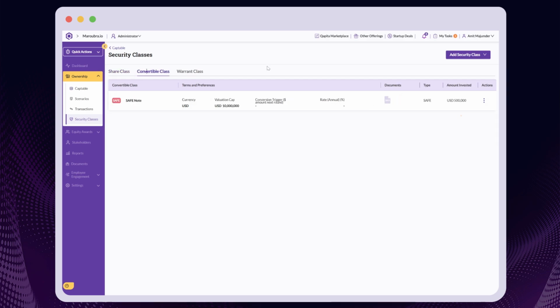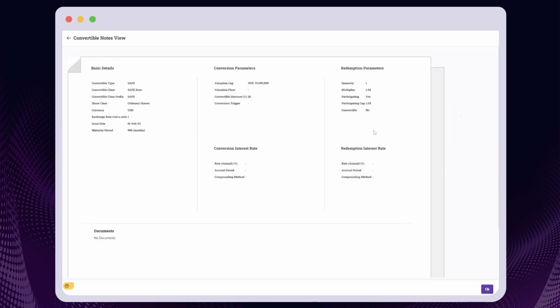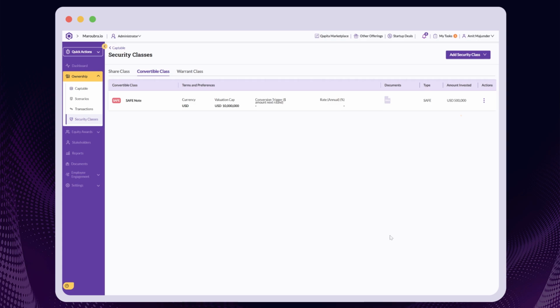We're able to capture the details of the SAFE notes and associated documents and provide the details of the valuation cap or floor, participating rights, liquidation preference, and all the relevant parameters recorded there. Warrants can also be recorded on our system.